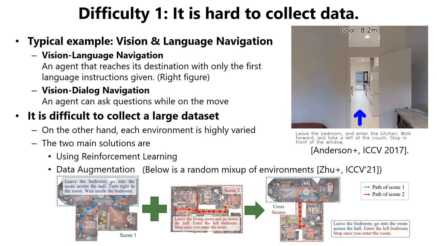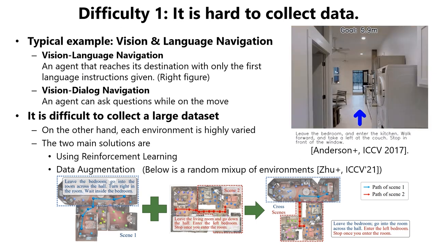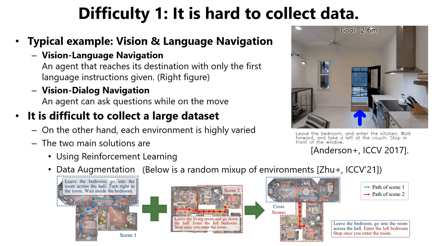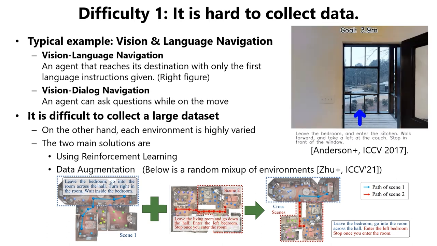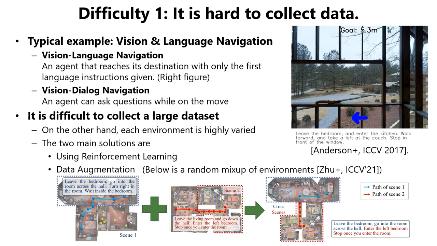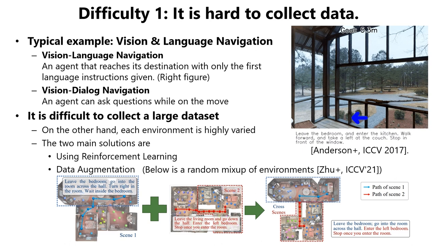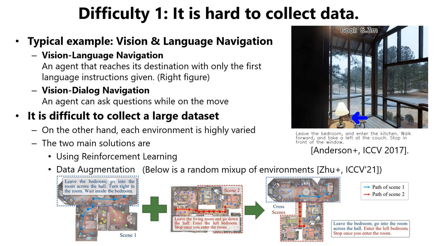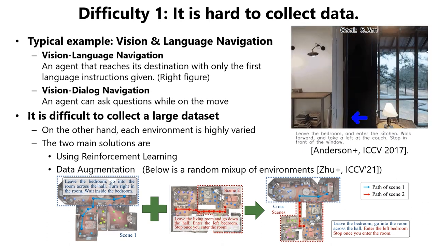First of all, it is difficult to collect datasets. As a typical example, I take vision and language navigation here. It is difficult to provide the correct instructions for such a movement route, because it has to be done manually. On the other hand, the environment inside the house is very varied from house to house, so it is very difficult to learn.